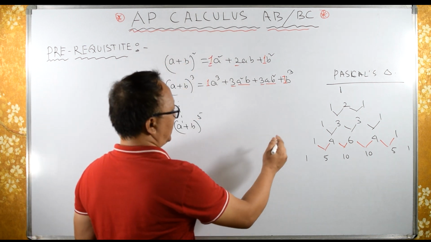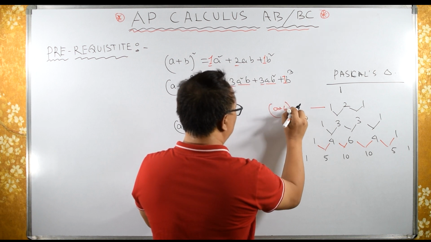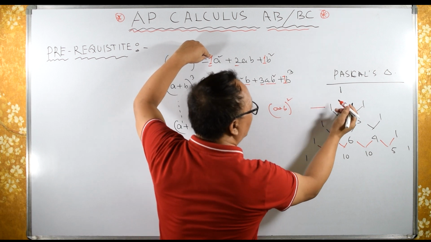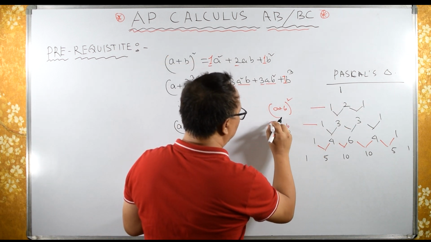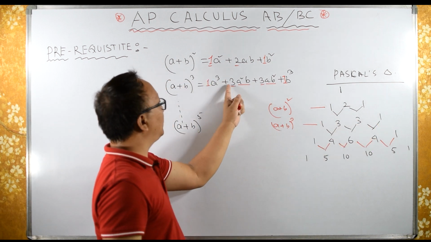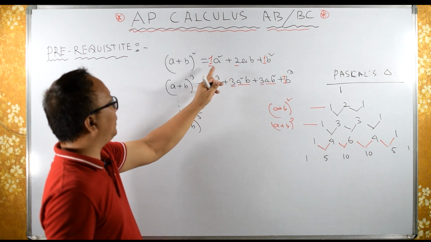Now Pascal's triangle gives the coefficients of (a plus b) raised to any n. For example, what is this? This is the coefficients of (a plus b) raised to square. It is 1, 2, 1. Here 1, 2, 1. Similarly, this is the coefficients of (a plus b) raised to cube. Here 1, 3, 3, 1. Here 1, 3, 3, 1. Okay. Now, what about this? Let's see.